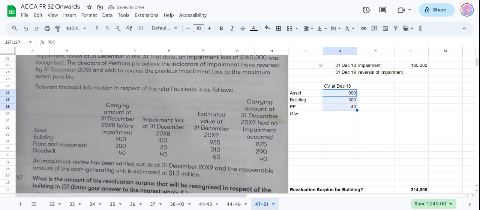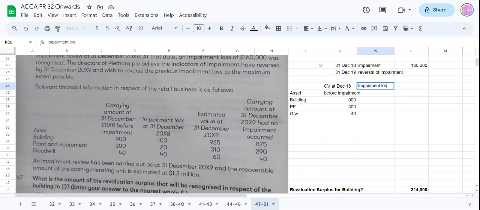So assets is actually everything is assets here. So this thing 900, 300, and 40. This is before impairment. Then they had impairment loss of 100, 20, and 40.